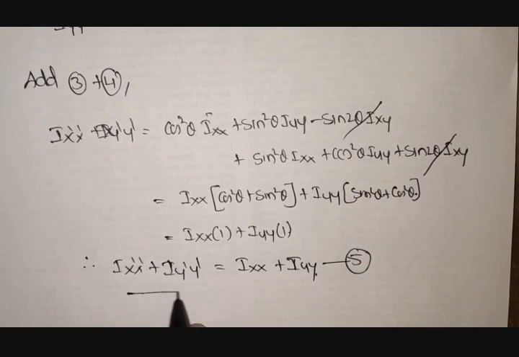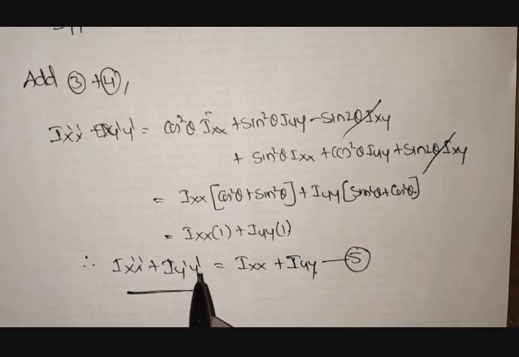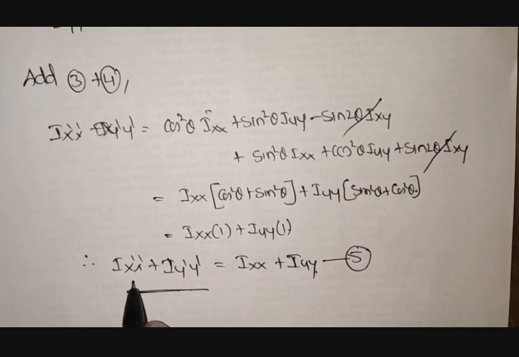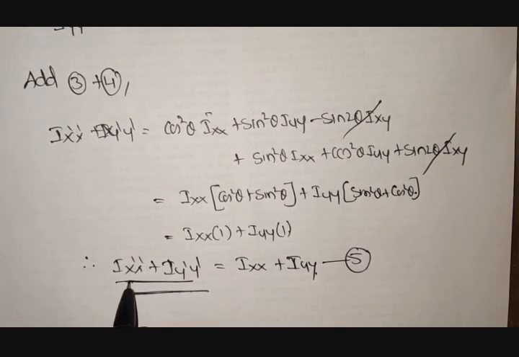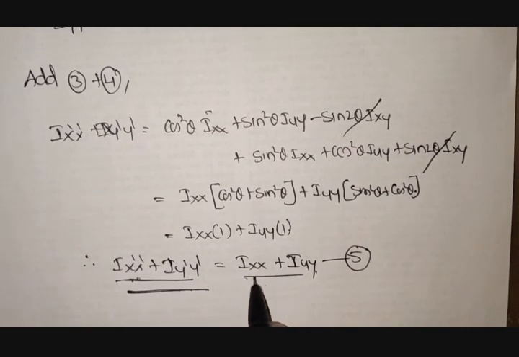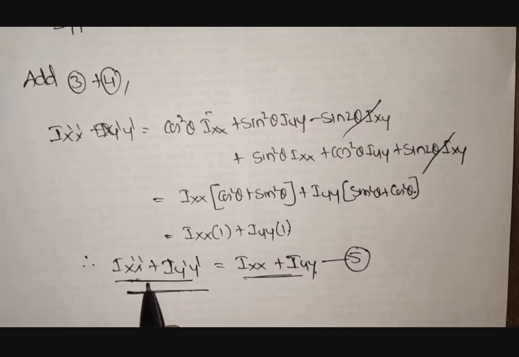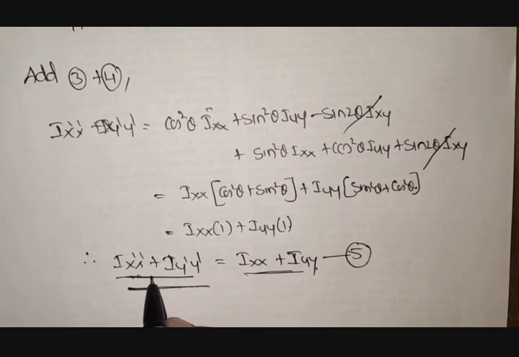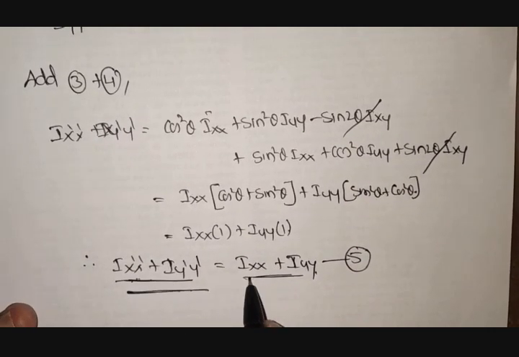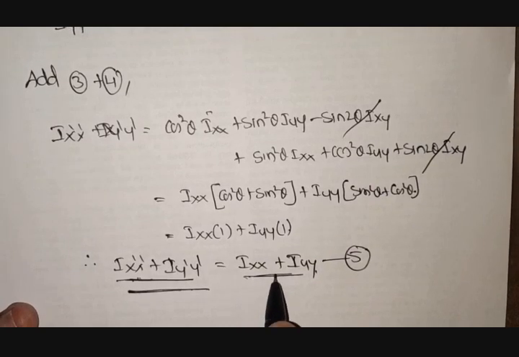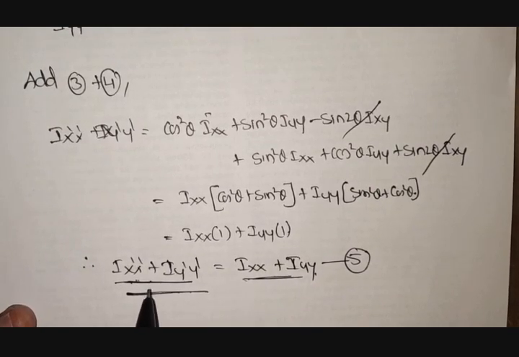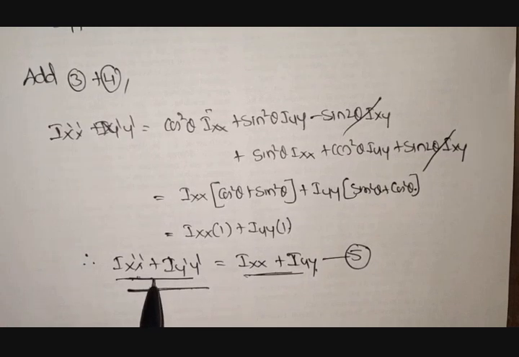So from this equation it is clear that the sum of moment of inertia about the old axis and the sum of moment of inertia about the new axis are the same.